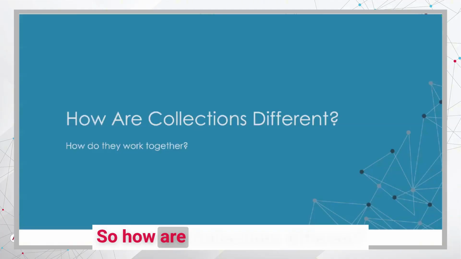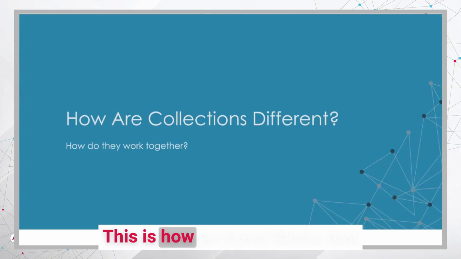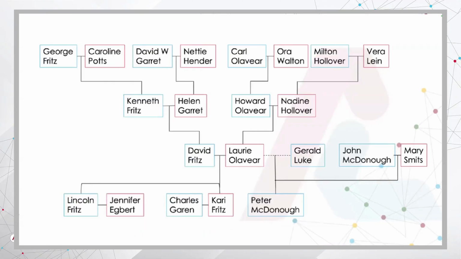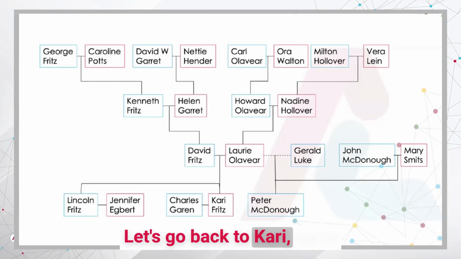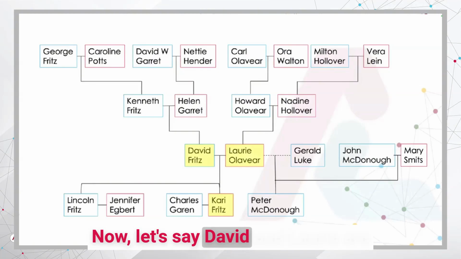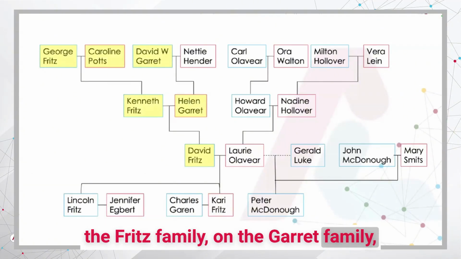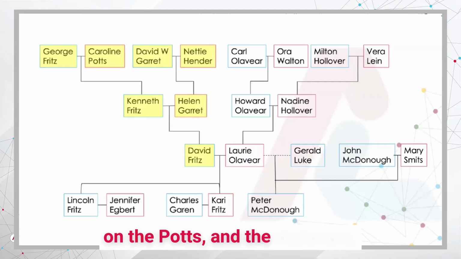So, how are collections different? How do they work together? This is how Archoral thinks that your media should interact. Let's go back to Carrie. We're going to look at her family tree. Now, let's say David and Lori are Carrie's parents, and we're going to go to David's family for Thanksgiving. There's David's branch of the family there. They're going to have information on the Fritz family, on the Garrett family, on the Potts and the Henders.